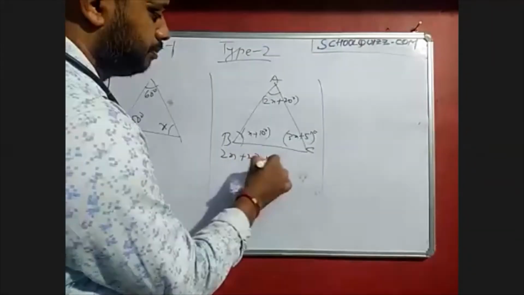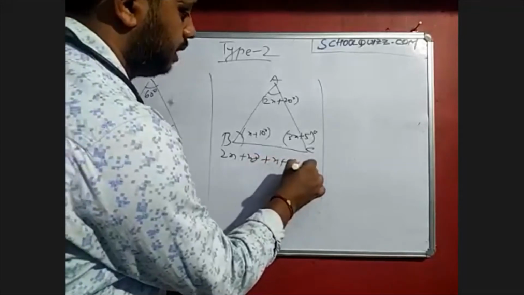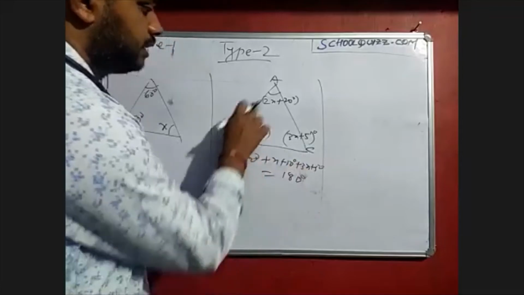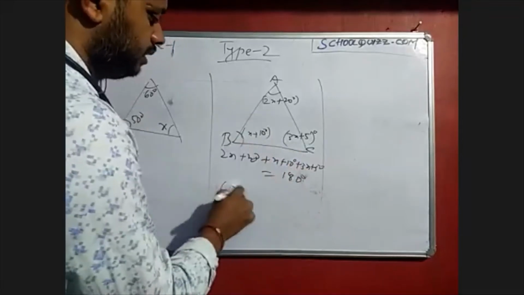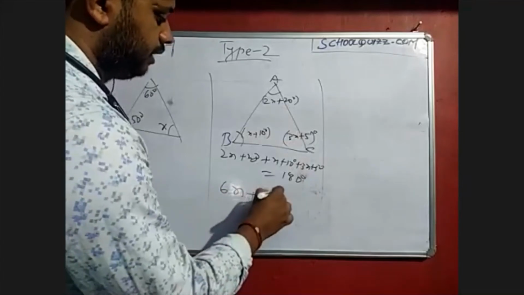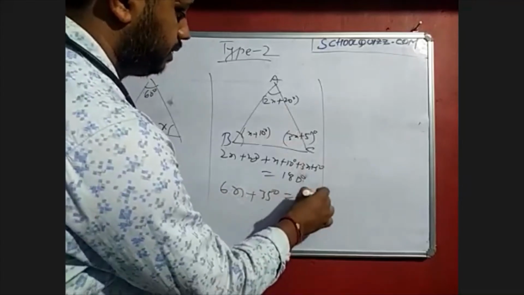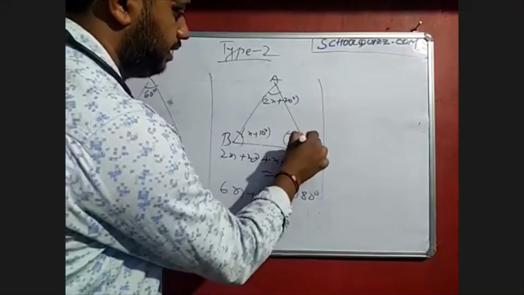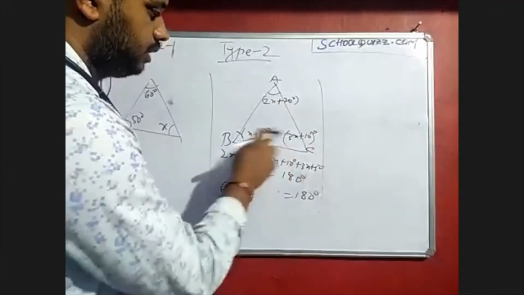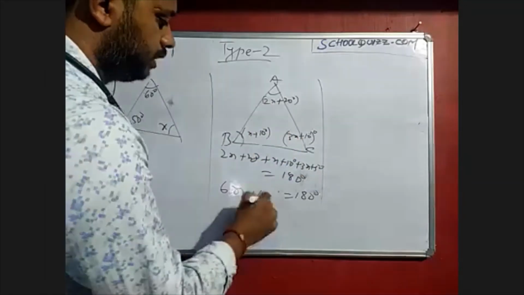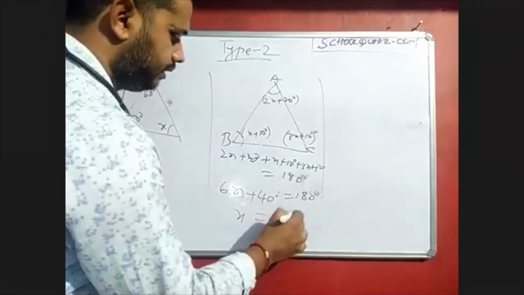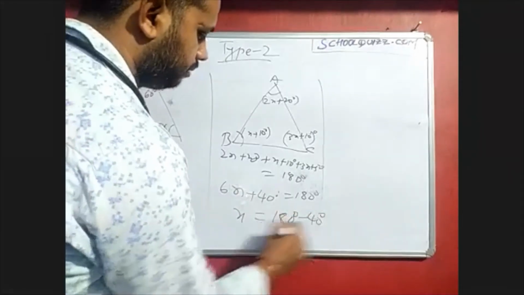We know the angle sum property: x plus 10 degrees plus 3x plus 5 degrees, and this sum equals 180 degrees. So x plus 2x plus 3x means 6x, 20 plus 10 is 30, 30 plus 5 is 35. 35 degrees is equal to 180 degrees. So you get the answer easily. 10, 10, 20 means 40 degrees. So x equals 180 degrees minus 40 degrees divided by 6.